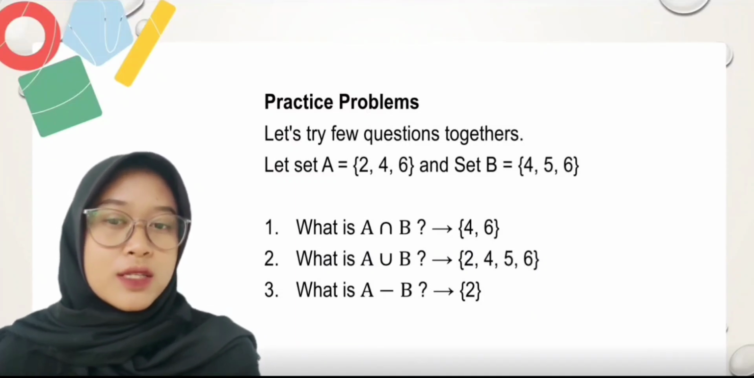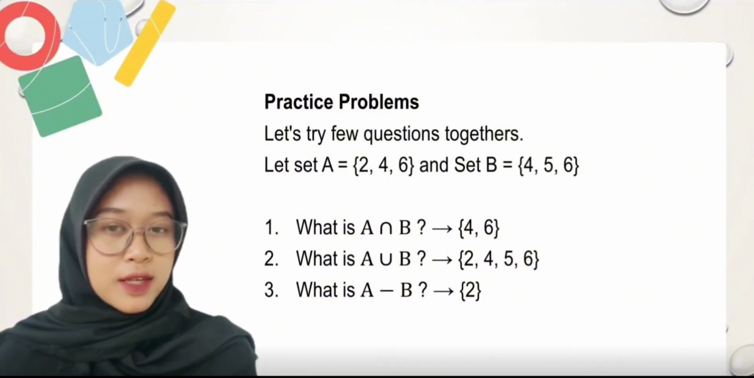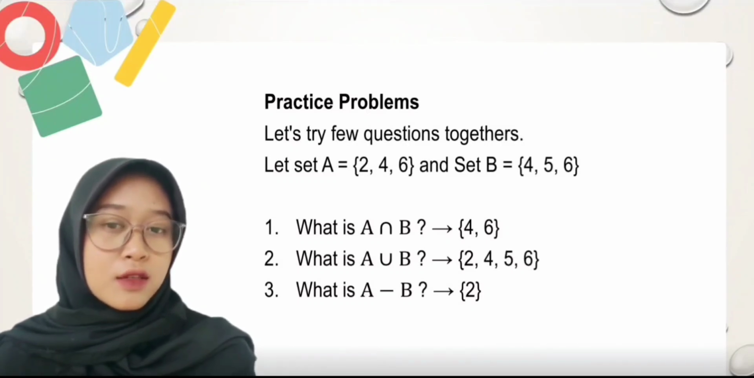Okay, number three: what is A − B? Yes, the answer is {2} because 2 is in A but not in B. The difference of A and B is {2}.